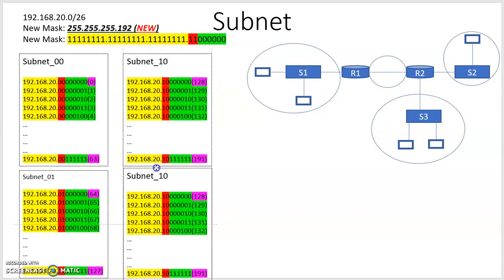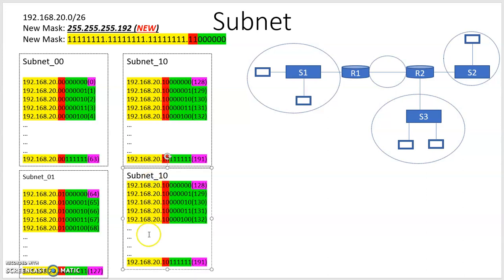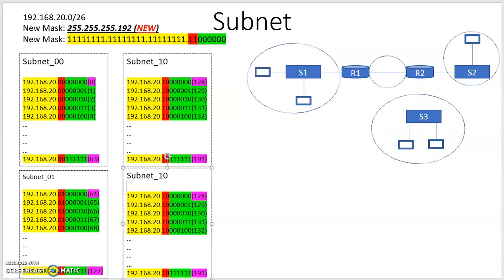Let's go here. Let's remove this. So subnet number 4 is 11, and the host address starts from 0 up to all 1s.